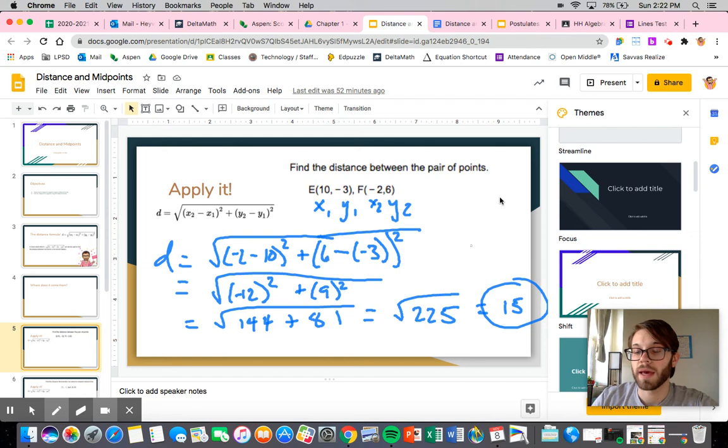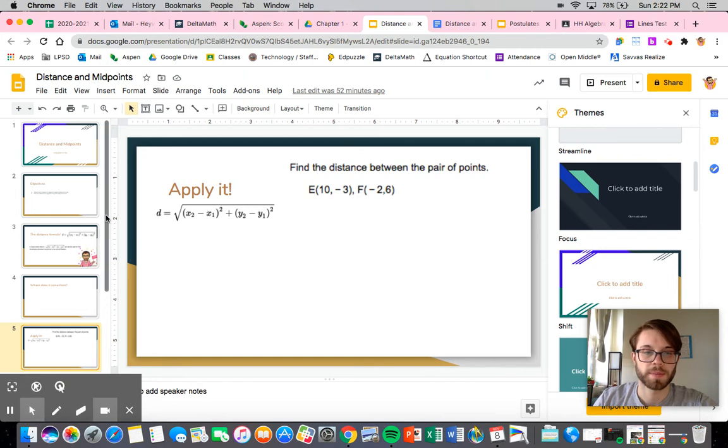And if you were to graph that on a coordinate grid, you'd be able to see it. And then if you drew the triangle, I think it would be a little bit more clear. All right, let's do another one.